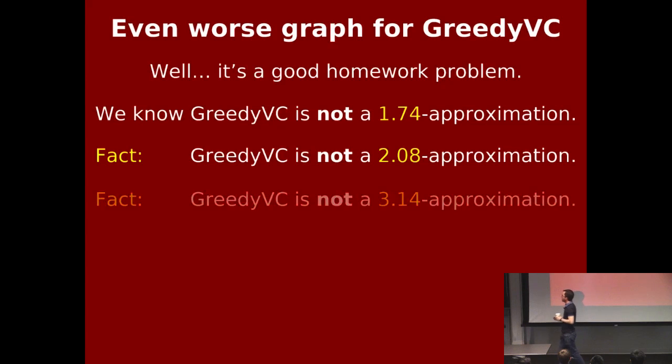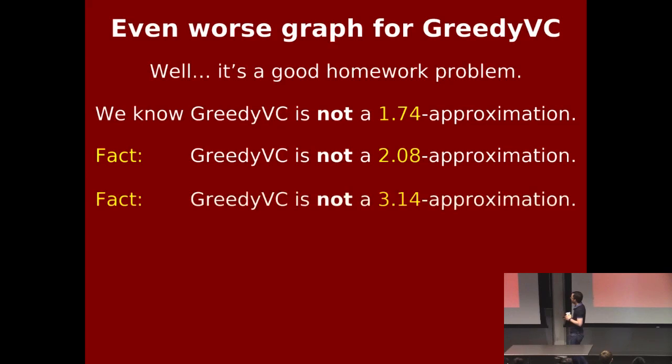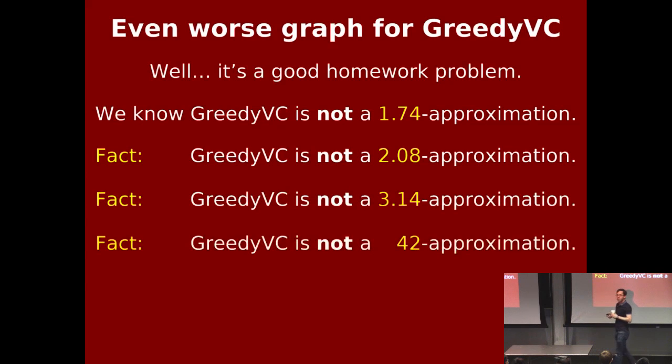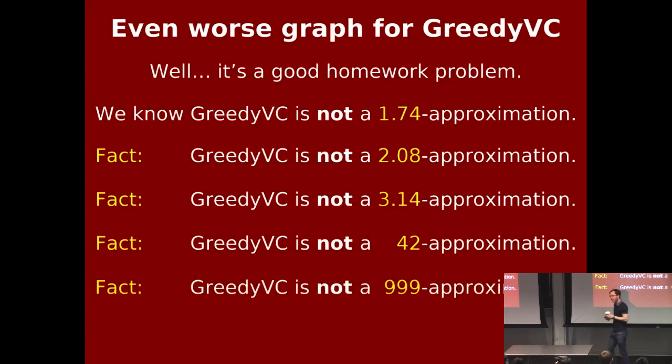And it's actually not even a 3.14 approximation. It's not even a 42 approximation. It's not even a 999 approximation. So what does this mean? It means there's some graph out there, a very specific graph, where the smallest vertex cover has this size, but when you run greedy, the size of the vertex cover it outputs is like 1,000 times bigger than the optimal size. So it's like what you were saying.